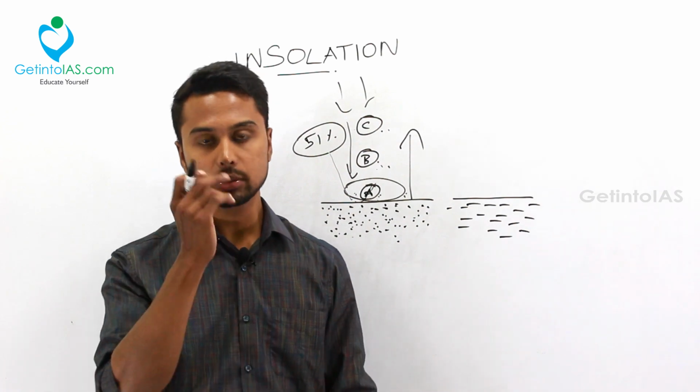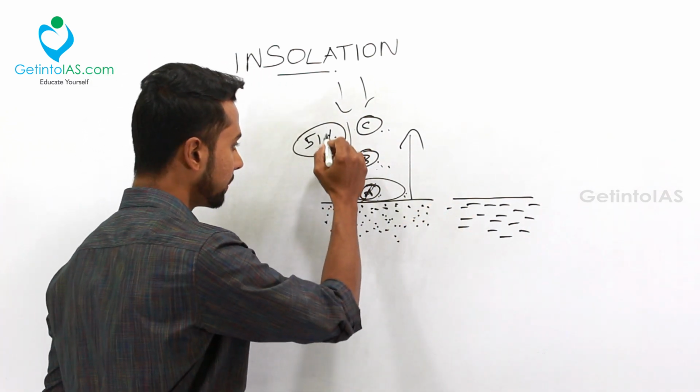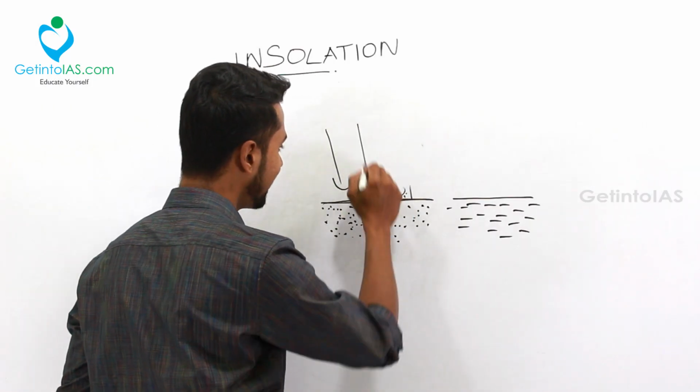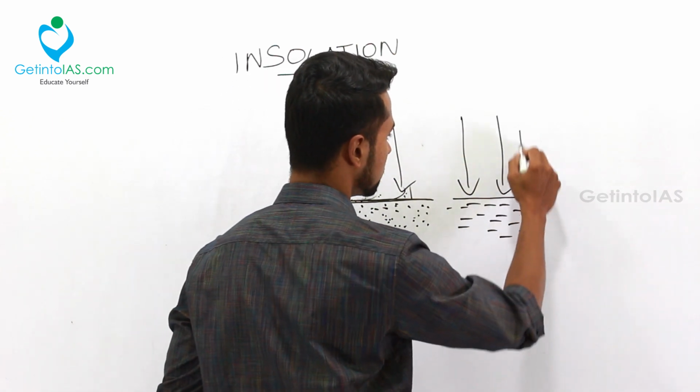Now we'll see what happens. See, this is the land surface. This is the ocean surface. The heat is coming, and I'll rub this. So the heat is coming and hitting on the land surface. It is also coming and hitting on the ocean surface.